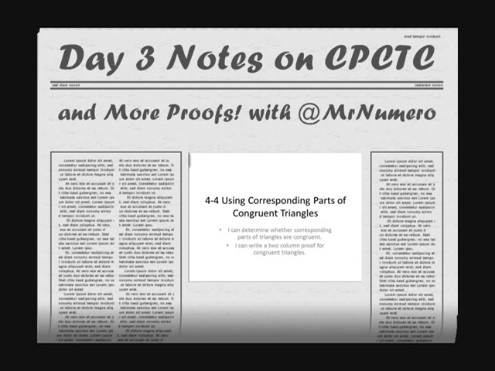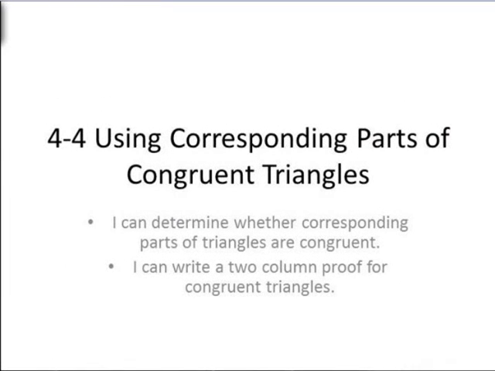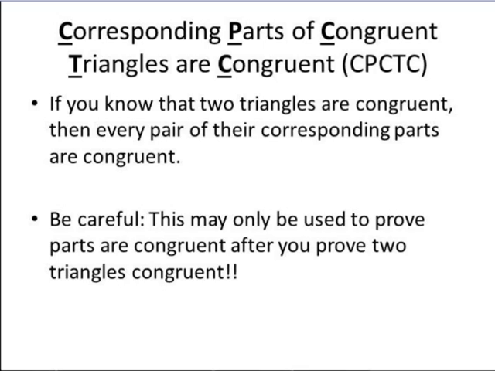Alright guys, today we're going to take a look at Chapter 4, Section 4, where we're going to use this idea that if we have two congruent triangles, then their parts are automatically congruent. That's really the big picture thing today. This is referred to as CPCTC.